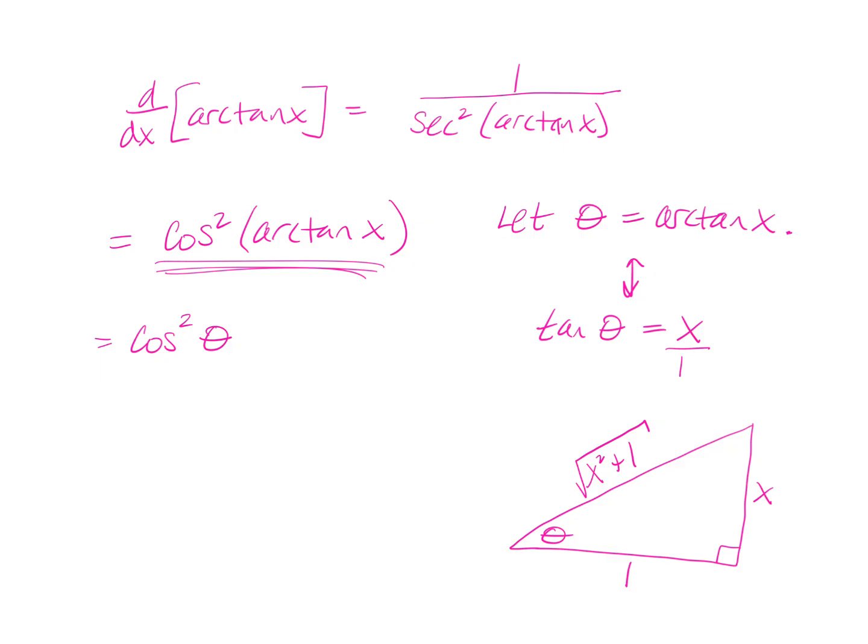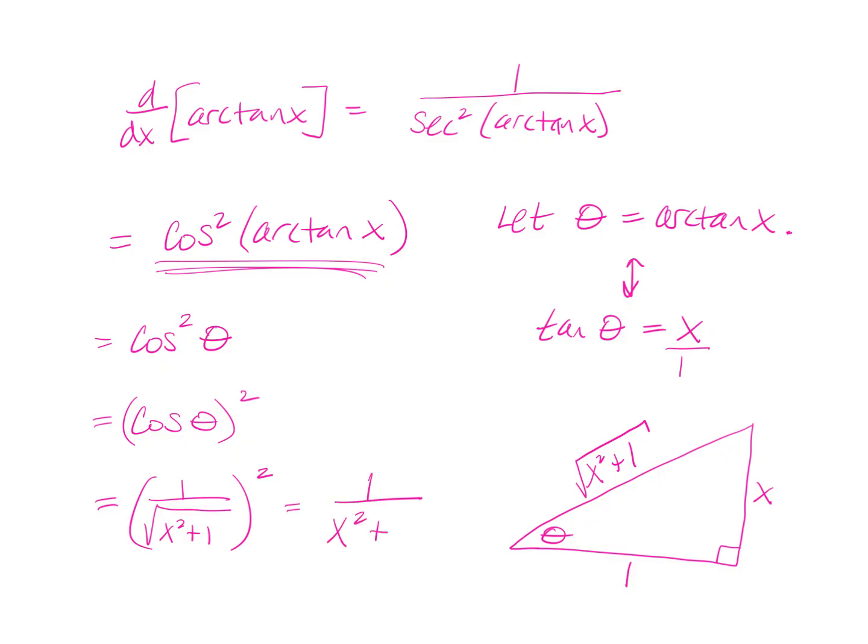So cosine squared theta is really cosine theta squared, right? And the cosine of theta in my triangle, cosine is adjacent over hypotenuse. So this is going to be 1 over the square root of x squared plus 1, squared, which is 1 over x squared plus 1. There is my derivative of arctan x.